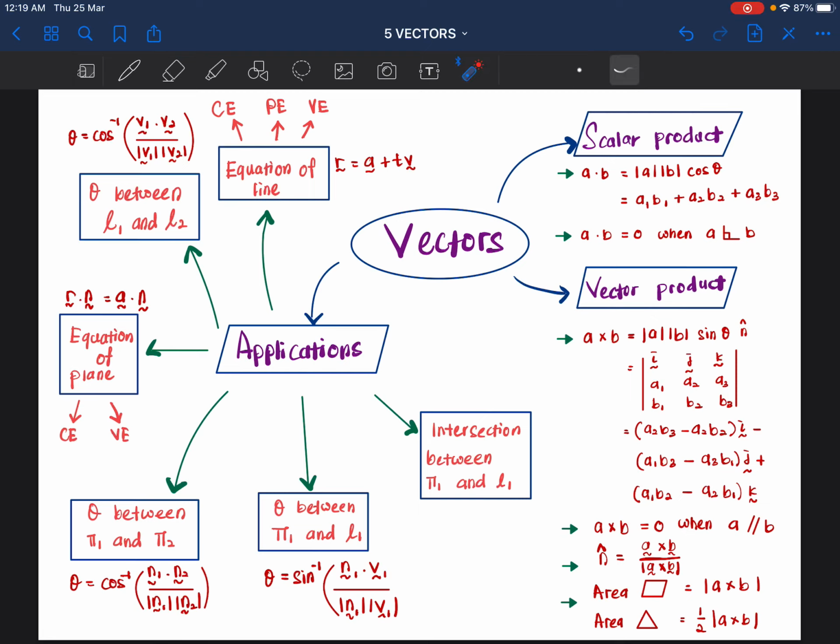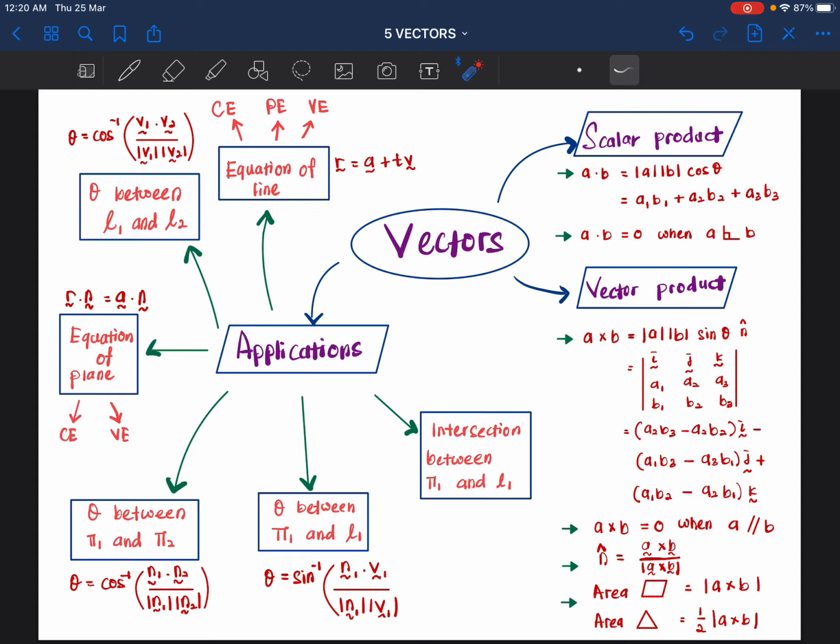So in this video kita akan belajar tentang application of vectors. So kita dah selesai scalar product and kita dah selesai vector product. So kalau kamu tengok dekat application ni kita ada 6 parts of application. Most of the question untuk chapter 5, chapter vectors ni ialah soalan application. So untuk video ni kita akan tengok the first two, which is equation of line dengan angle between two lines.